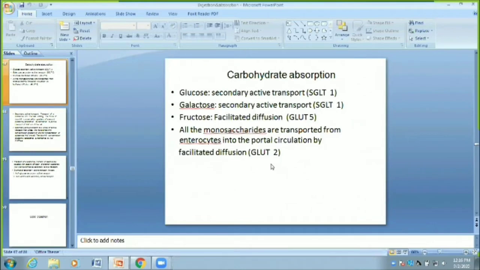But fructose, mind, this is the importance. Fructose is absorbed by simple diffusion, by facilitated diffusion. Facilitated diffusion means carrier mediated diffusion. This is called facilitated diffusion. Okay.